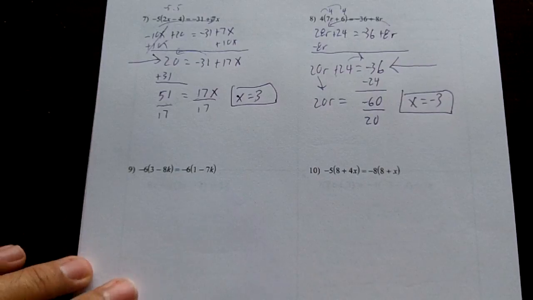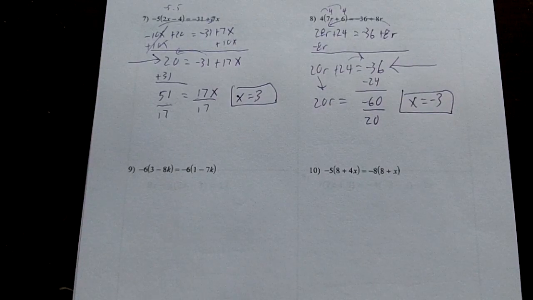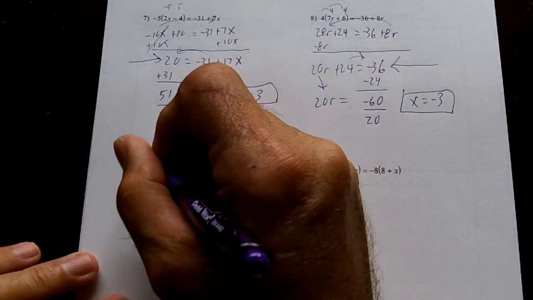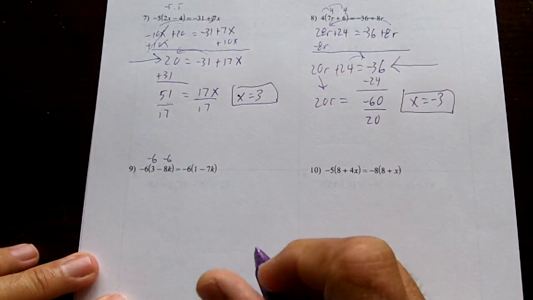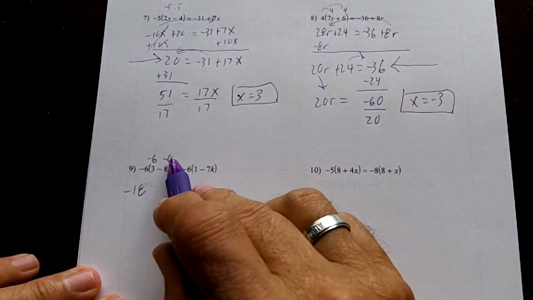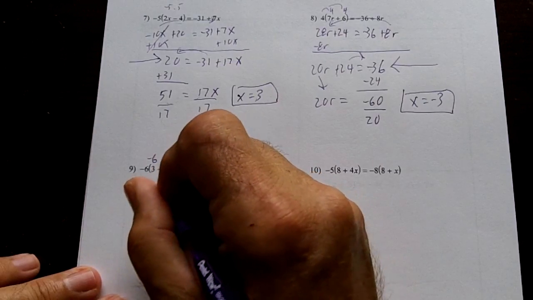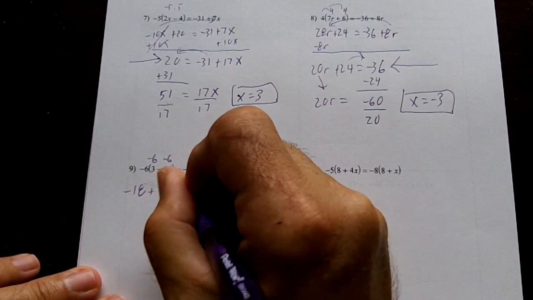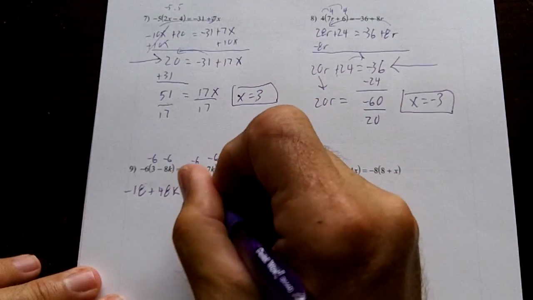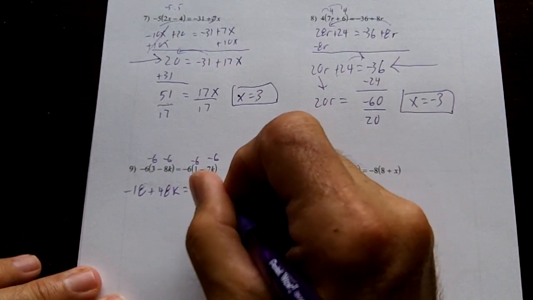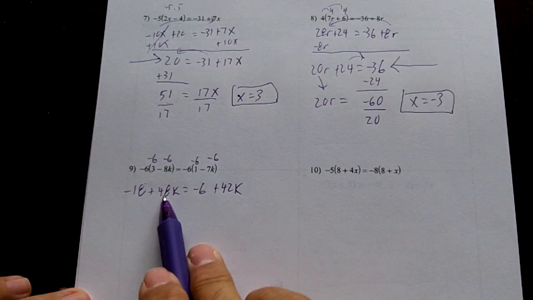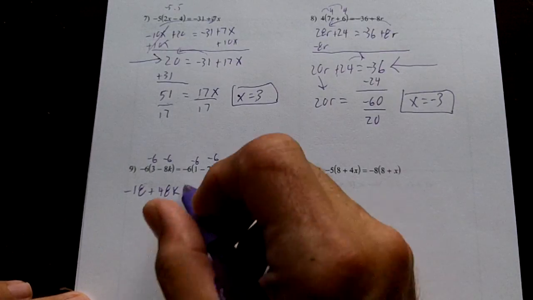Number 9. Notice we have 2 sets of parentheses, so we've got to distribute twice. We're going to distribute the negative 6 on the left. Negative 6 times 3 is negative 18. Negative 6 times negative 8 would be plus 48k. Equals, distribute our negative 6 over here, we would get negative 6, and negative 6 times negative 7 is plus 42k. So we have negative 18 plus 48k equals negative 6 plus 42k.